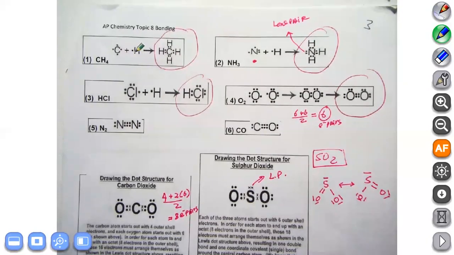So here you have 1 carbon with 4 valence electrons combining with 4 H, and each H would have 1 valence electron. So when they combine, they will look like this. Number two, you should have 1, 2, 3. That's the lone pair. Can you fix that?